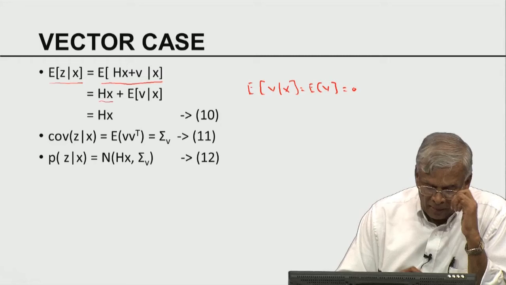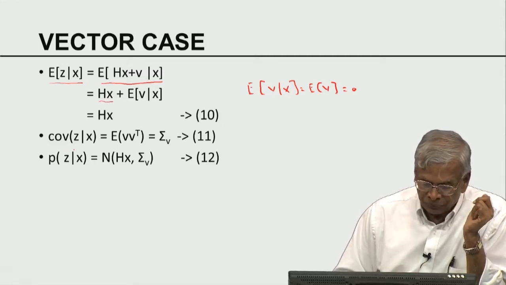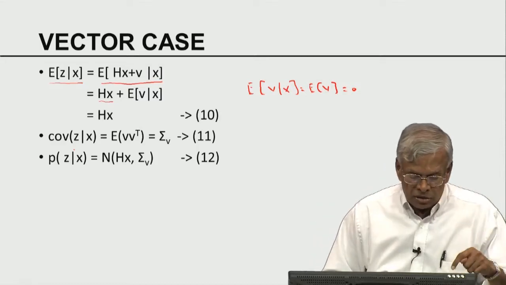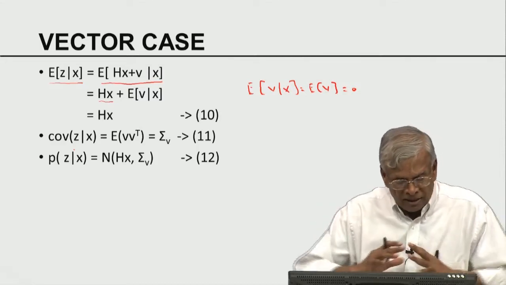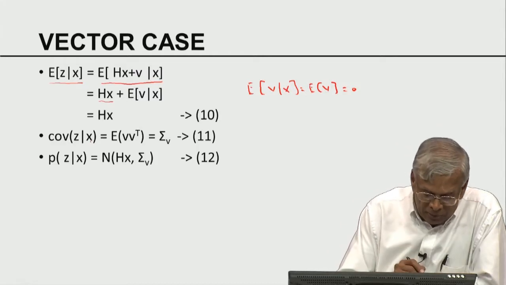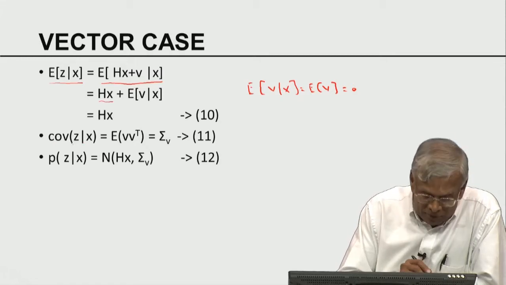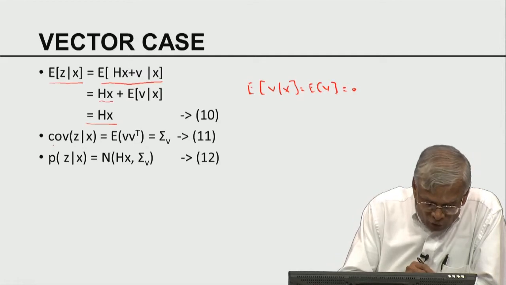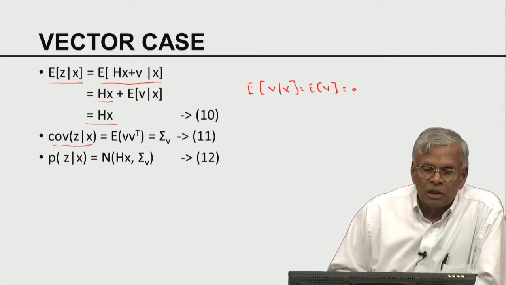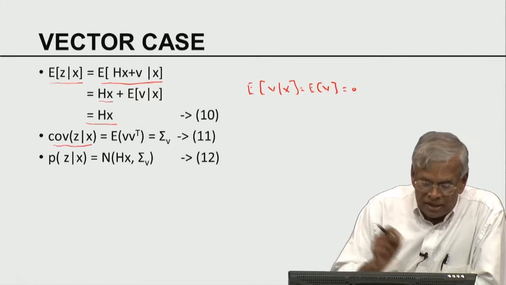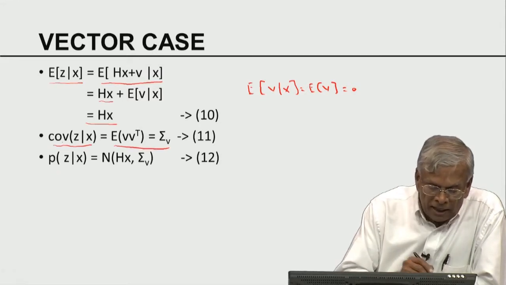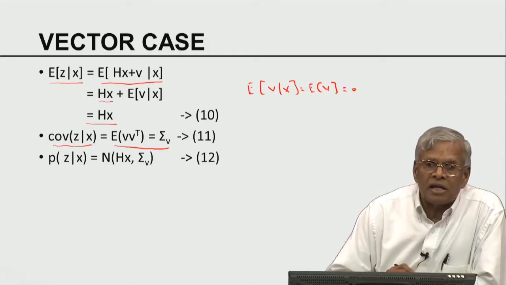The covariance of Z given X is sigma V, because from Z you must subtract H of X. That's why the conditional expectation of Z given X is H of X. The conditional covariance of Z given X is equal to sigma V. Therefore, I have the conditional mean, I have the conditional covariance.